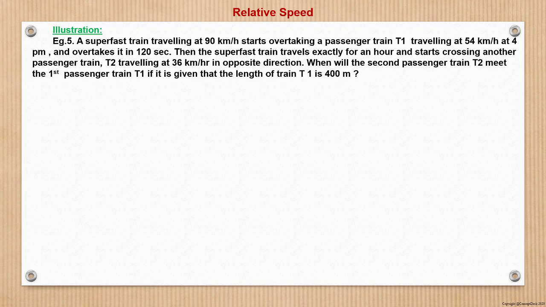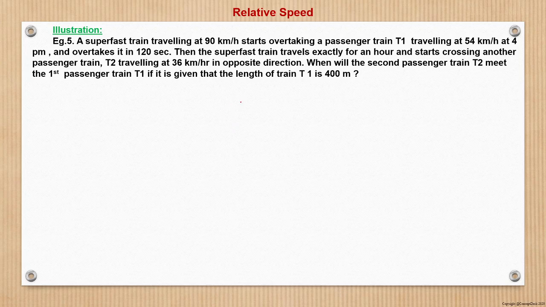Now moving to question number 5, it says that a superfast train traveling at 90 km per hour starts overtaking a passenger train T1 traveling at 54 km per hour at 4 p.m. and overtakes it in 120 seconds.